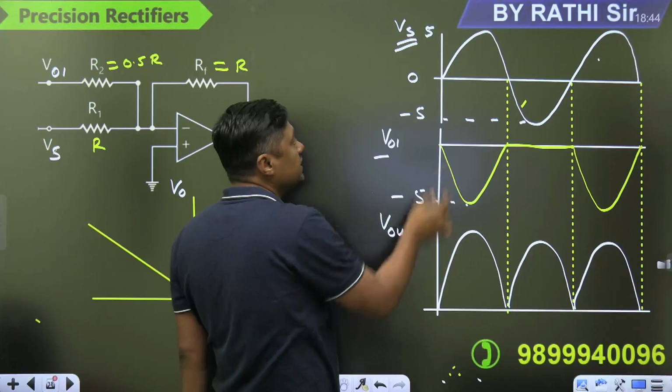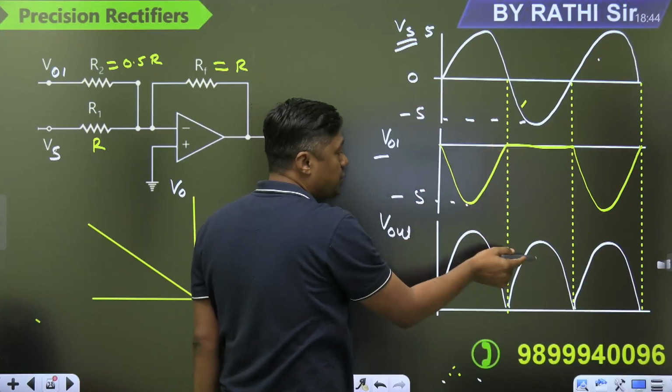What is the V out? Here it is equal to plus Vs. It is negative, but it is positive. So what is this? Minus Vs.